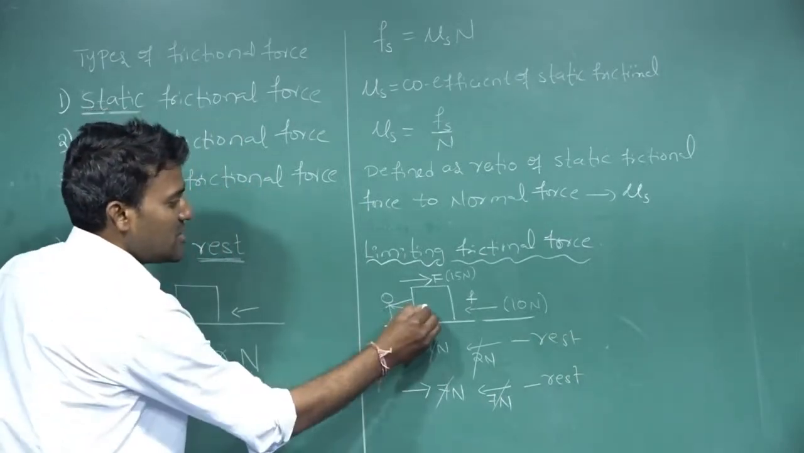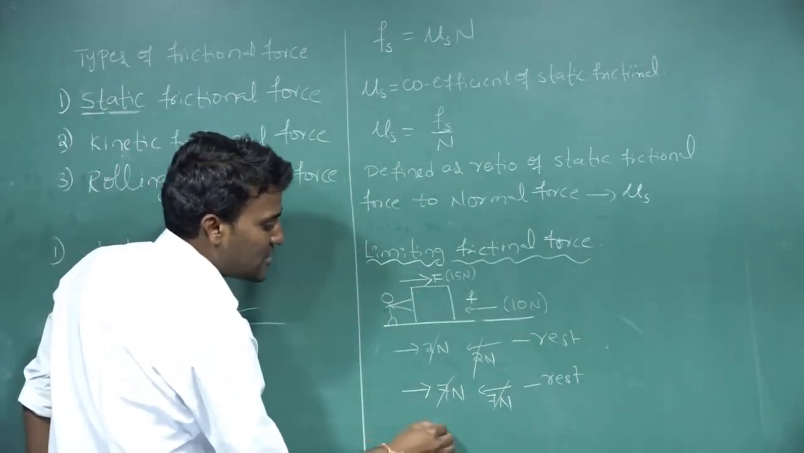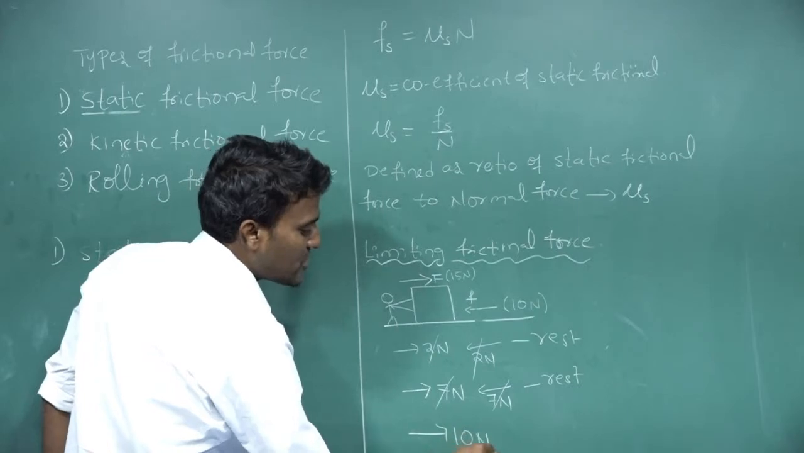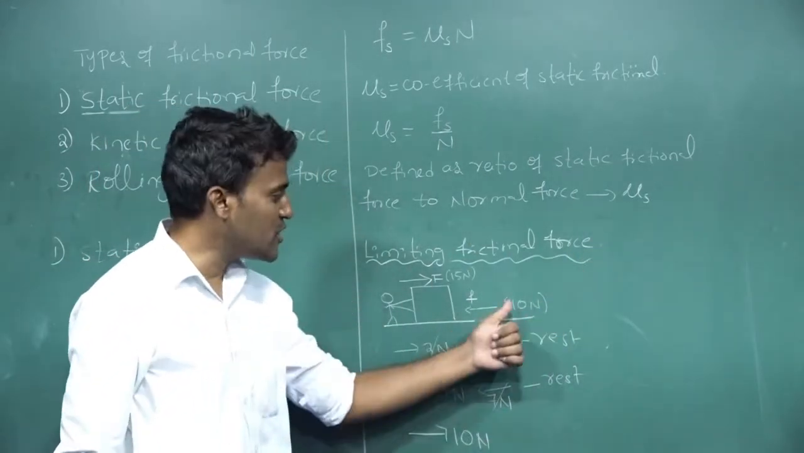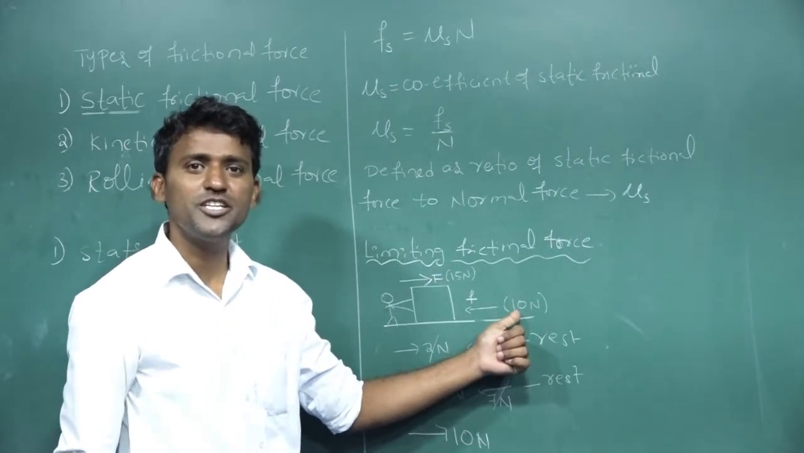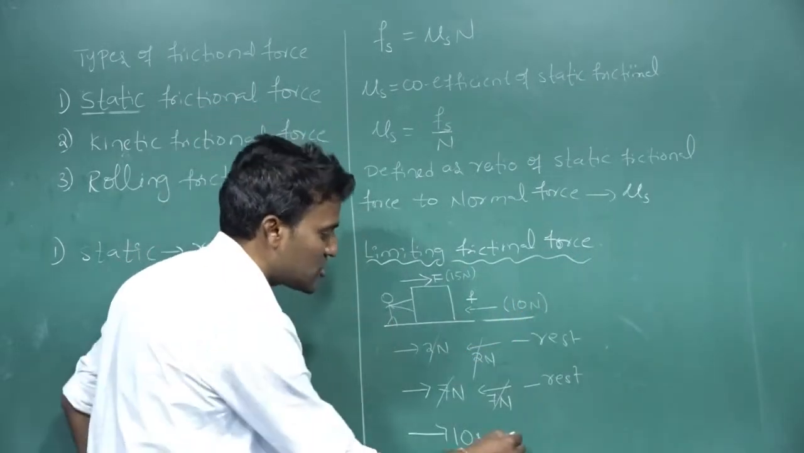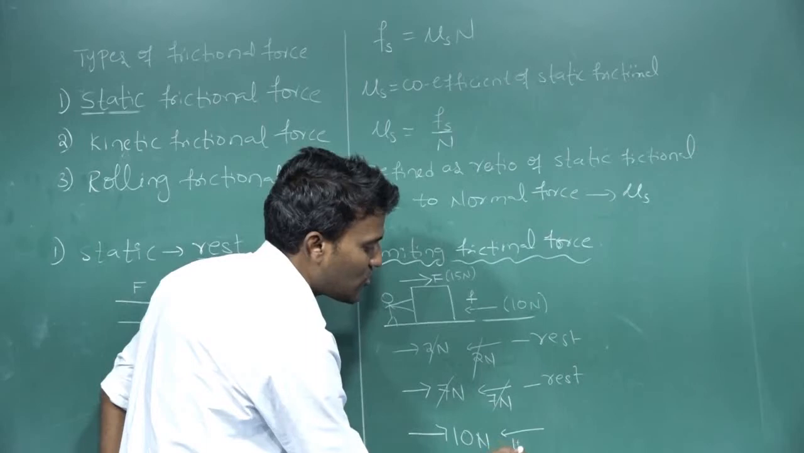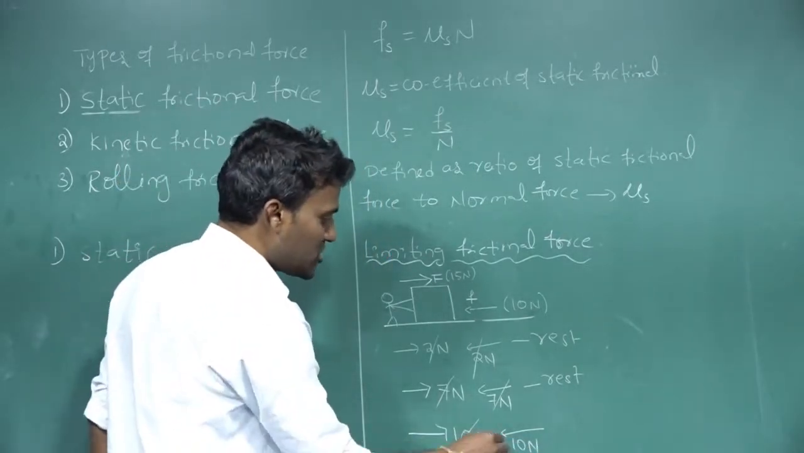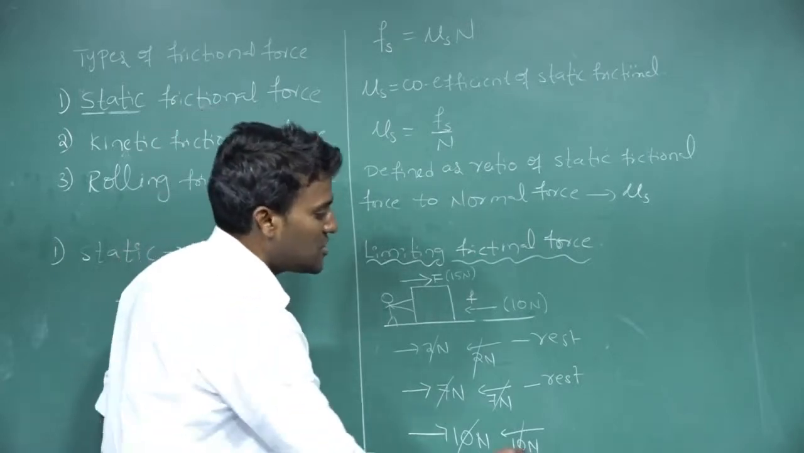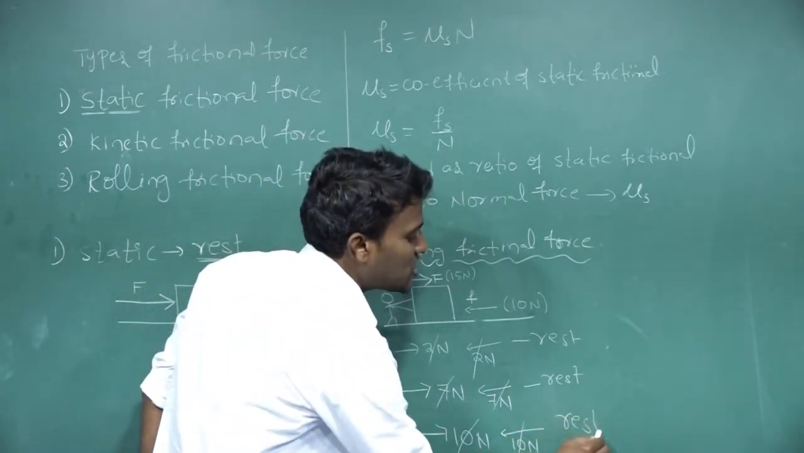Now, the person applied 10 newtons force along this direction. Now, how much capacity does the frictional force have? 10 newtons. It also applies 10 newtons force, isn't it? Now, these 10 newtons get cancelled. The object is at rest position.